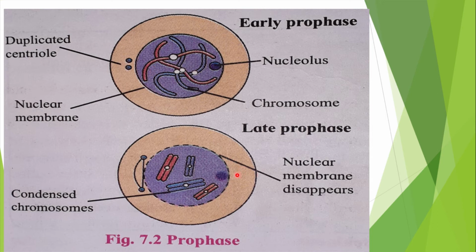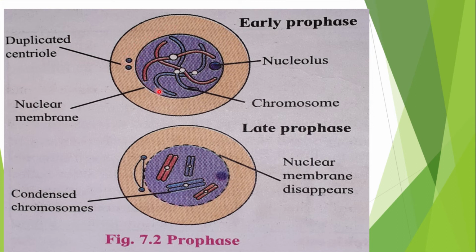Okay, then what happens in late prophase? This is what is happening in early prophase. What things are happening here? Three things only you have to keep in mind. The chromatin network gets condensed to form chromosomes. Nucleolus, nuclear membrane, and membrane bound cell organelles like endoplasmic reticulum and Golgi apparatus start disappearing. Third point, the duplicated or separated centrosomes start migrating towards the opposite pole of the cell.